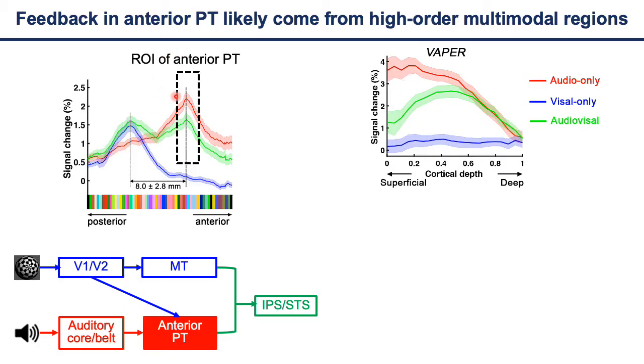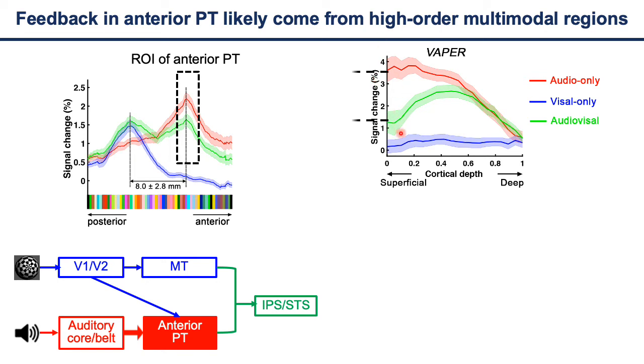In the ROI of anterior PT, both audio-only and audio-visual stimuli induced a strong signal change in middle layers, suggesting a similar feed-forward input. This makes sense as the auditory inputs for these two conditions are identical. Second, the signal changes in superficial layers are dramatically different between audio-only and audio-visual conditions. It suggests a strong feedback signal change present in the audio-only condition while it is absent in the multisensory condition.